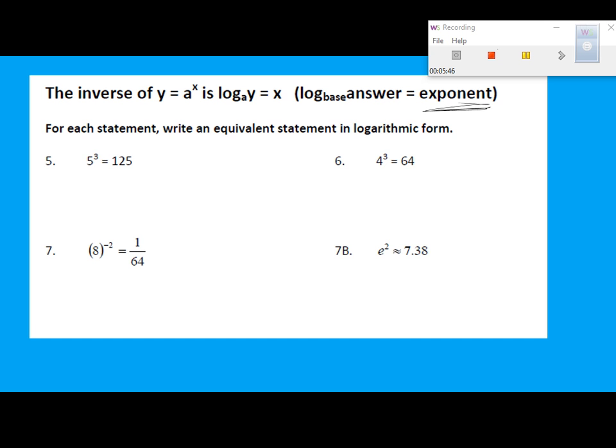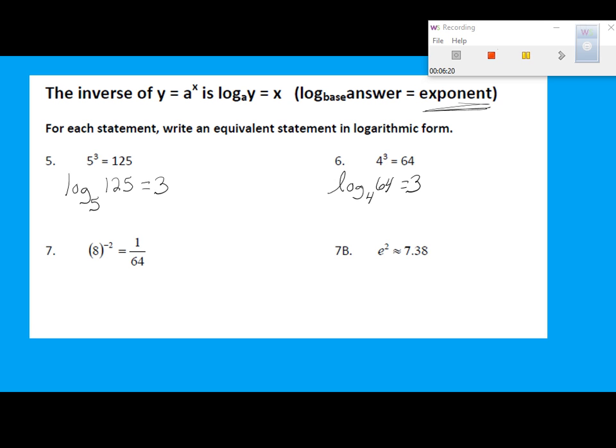So I'd like to write 5 cubed equals 125. I would like to write that as a logarithmic statement. So it's going to look like this. I'm going to have log to the base 5 of 125 equals 3. So that means 5 to the third equals 125. My next one, 4 cubed equals 64. That could be written as log to the base 4 of 64 equals 3, because 4 to the third is 64.